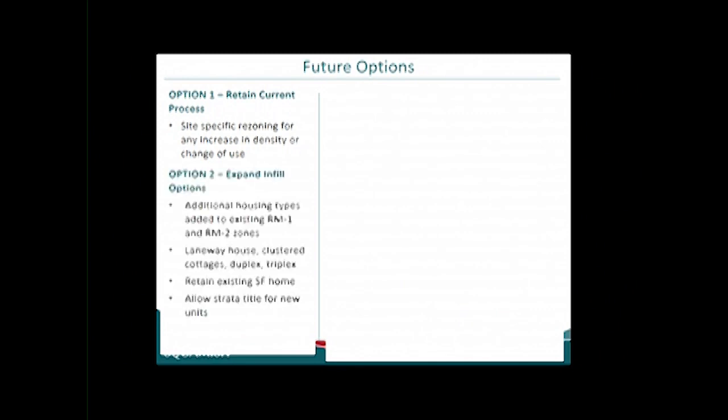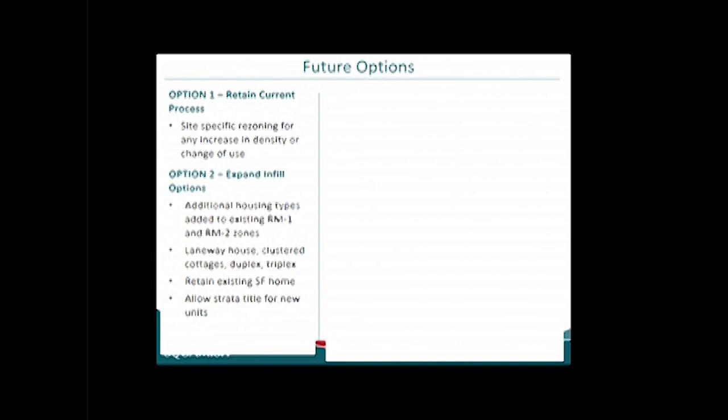So option 1 would be to retain the current process, which means that anybody who wants to go above the existing zone density would come in with a site-specific rezoning application. The advantage to that is everybody gets a say on what could happen. I guess the downside to that is there's a lot of process involved in going through all of these individual applications. And that's something we certainly hear from the development industry. It's just the time involved in all of this.